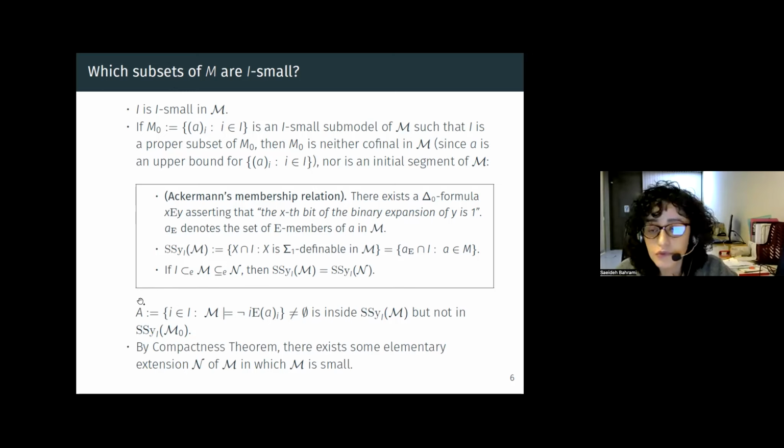Saeideh, I'm a little bit confused here because what if M0 is the same as I? Sorry? You know, what if M0 itself could be I small? I said I is a proper subset of M0. Sorry, this is what I missed. Yeah. Thank you. You're welcome.